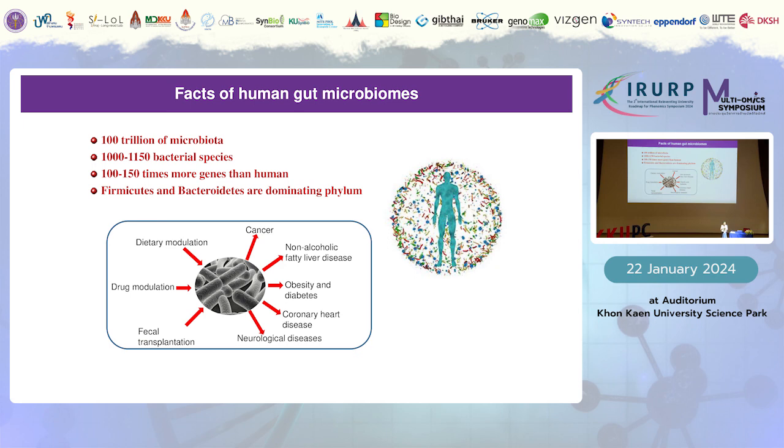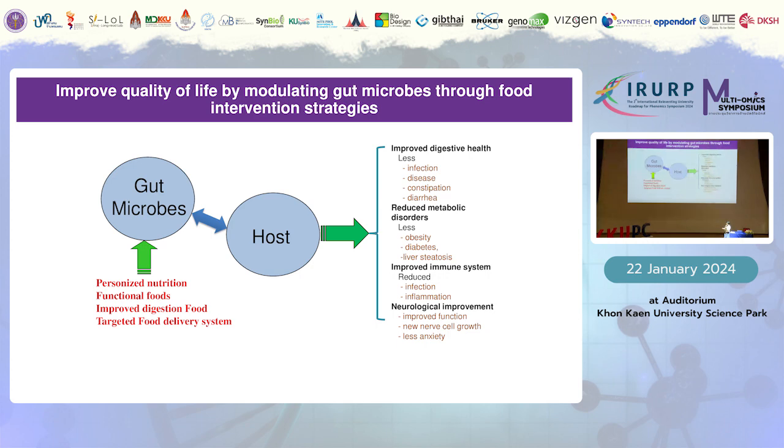And also in Chinese culture, it's the same. So diet plays an important role in our gut microbes. So our research strategy is to use diet, either personalized nutrition or functional food, or we could have improved digestible food, maybe a targeted delivery system, particularly for the elderly, so it modulates the gut microbes. So hopefully, the impact on the host would be improved digestion, improved metabolic disorders, improved immune system and also neurological functions. So this is our goal.